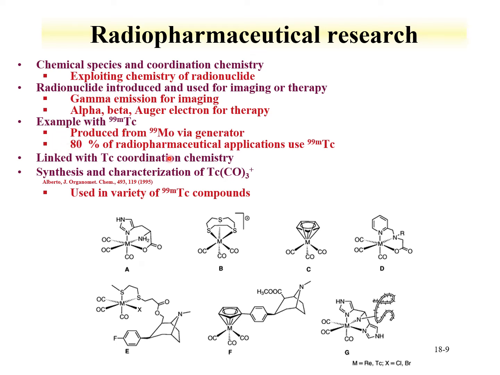The reason we're going to focus on technetium-99m is it is the workhorse of radiopharmaceuticals, where about 80% of all radiopharmaceutical applications use technetium-99m. And also this compound, its utilization is highly linked with technetium coordination chemistry. And an example is shown here, where one can make a technetium core. This technetium carbonyl can then be placed into a number of different ligand systems. Each of these ligands has a different biological behavior that can be used to image different aspects of biological systems.